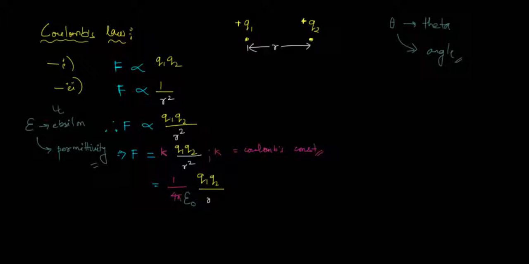Now this is the final formula. This is the formula of Coulomb's law: F equals 1 by 4 pi epsilon naught times q1 q2 by r square. Now keep in mind, epsilon naught is still the symbol epsilon, and it denotes permittivity.